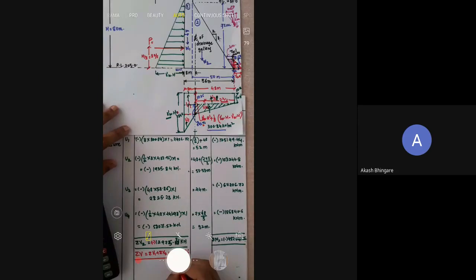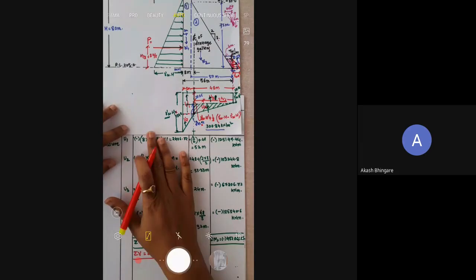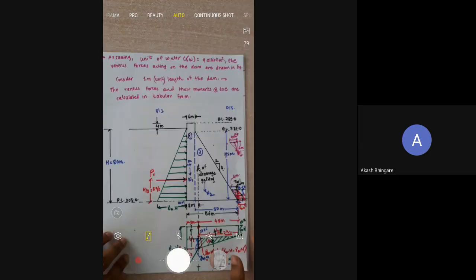Right. So we will come to the part of total moment later. We will require summation M and summation V for calculating the eccentricity and other parts. Right now we have just covered all the vertical forces, vertically upward and vertically downward. Now we will go for horizontal forces.